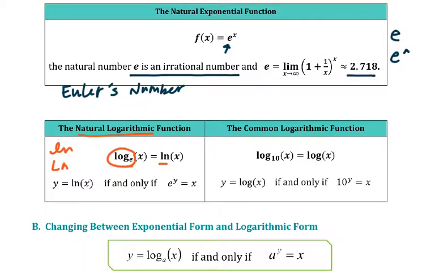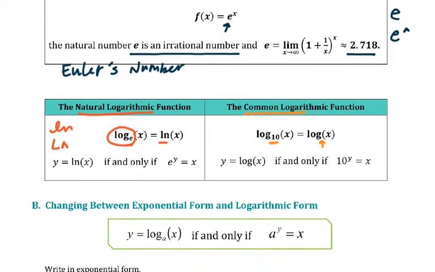And when we have base 10, that's called a common log. If you notice the notation on the right here, we just have log of x. If there is no base written, we assume it to be a common log, and we can insert that base 10 in there.